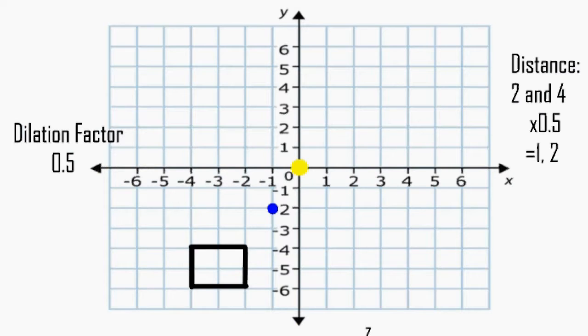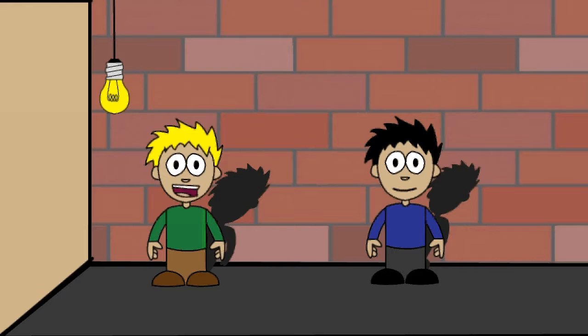Now, let's do the rest. The first point is going to be at -1, -2. Second point at -2, -2. Third point at -1, -3. And the last point at -2, -3. Wow, that's so cool. There are three other types of transformations as well: translations, reflections, and rotations.